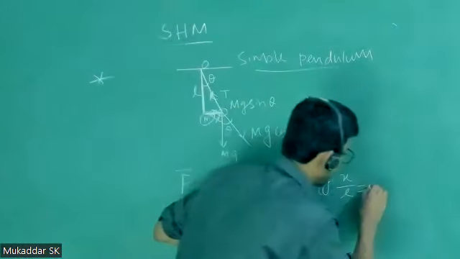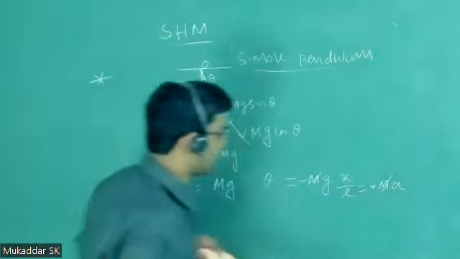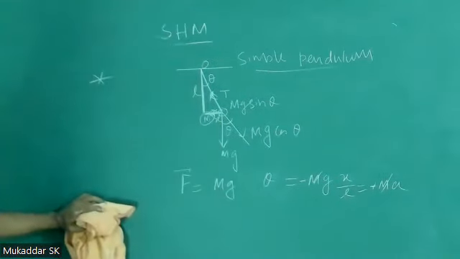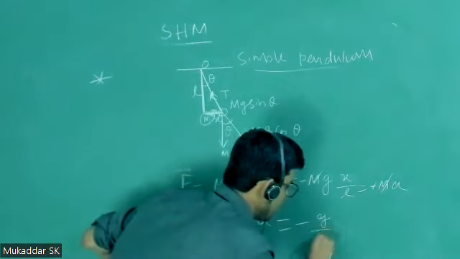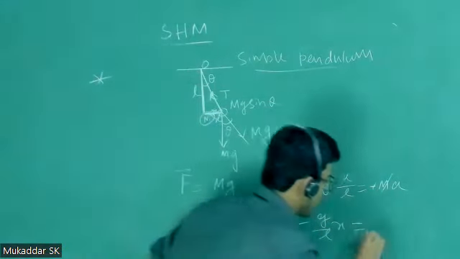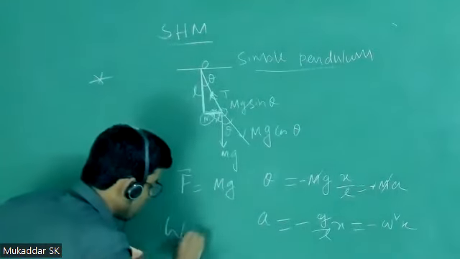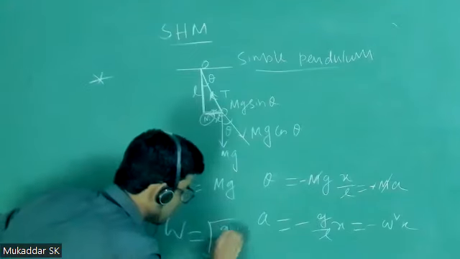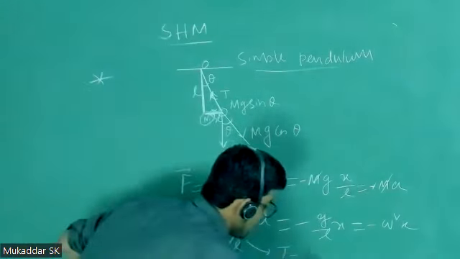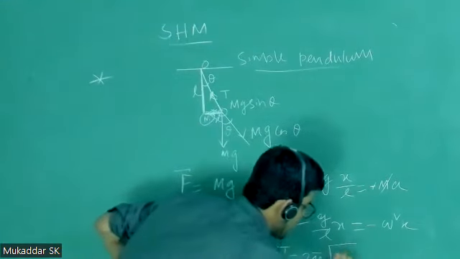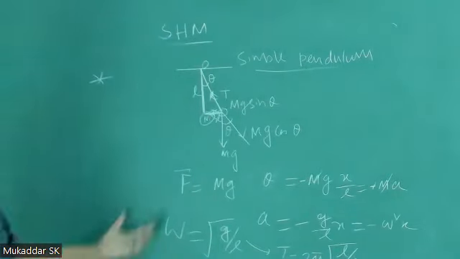this is basically ma. So here m will cancel, and here you get a, that is minus g by l times x, and that can be written as minus omega square x. And from here omega will be root over g by l. So root over g by l means what? T equals 2 pi root over l by g. So this is the time period of oscillation of a simple pendulum.